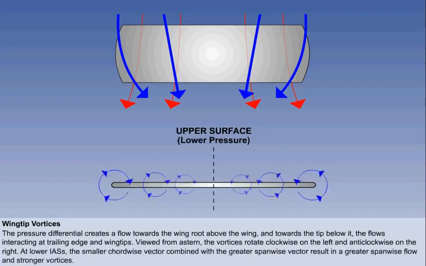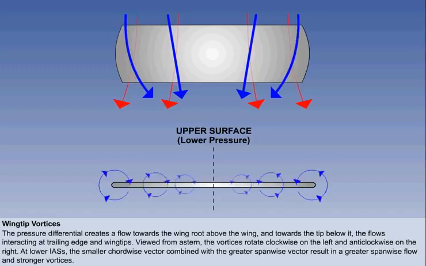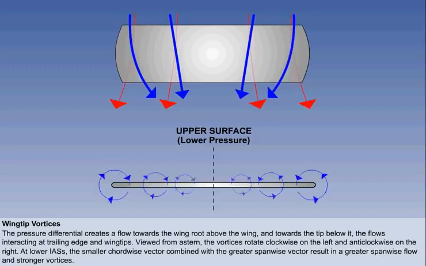At lower IASs, and therefore higher angles of attack, the decreased chordwise vector and increased spanwise vector, due to the greater pressure differential, will increase the resultant spanwise flow, making the vortices stronger.